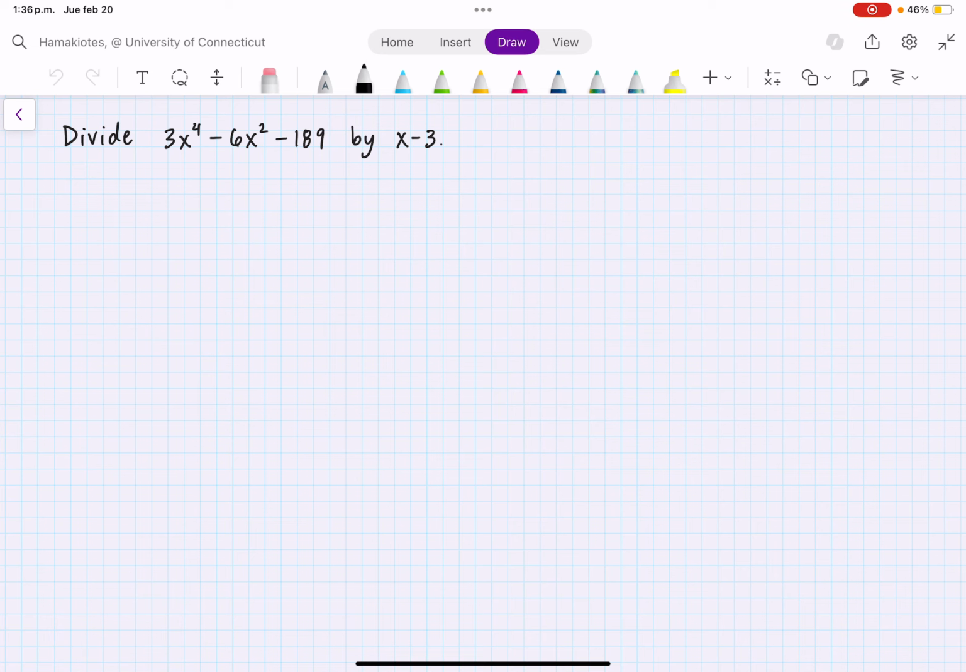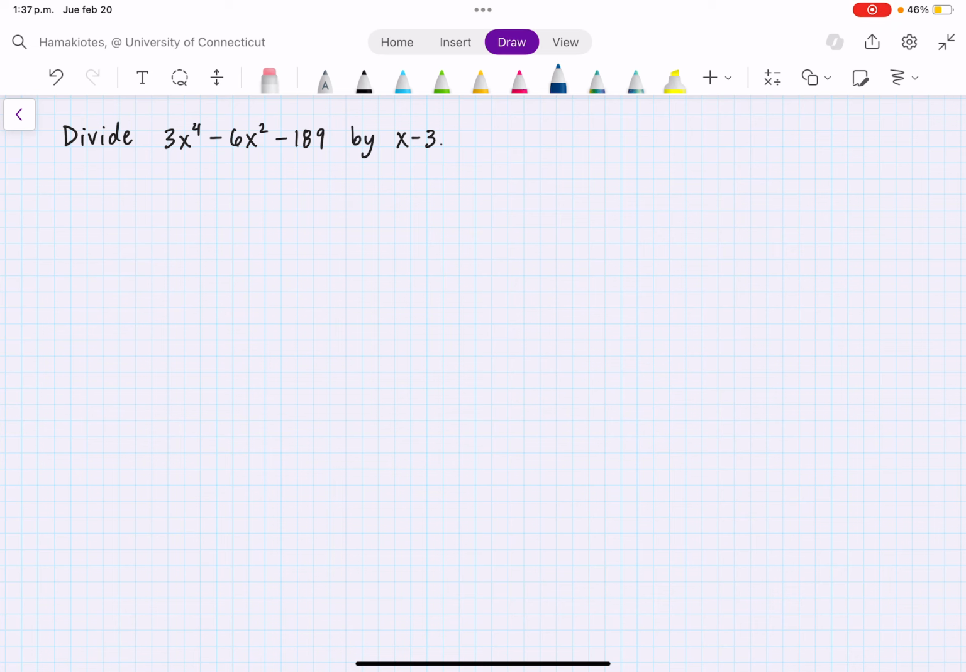But before we can set that up, notice that there's some terms missing. What do I mean by that? I mean we have an x to the fourth, x squared, and a constant term, but we don't have an x cubed or an x term. So when we're setting up our polynomial long division, we're going to want to use 0 in place of those.